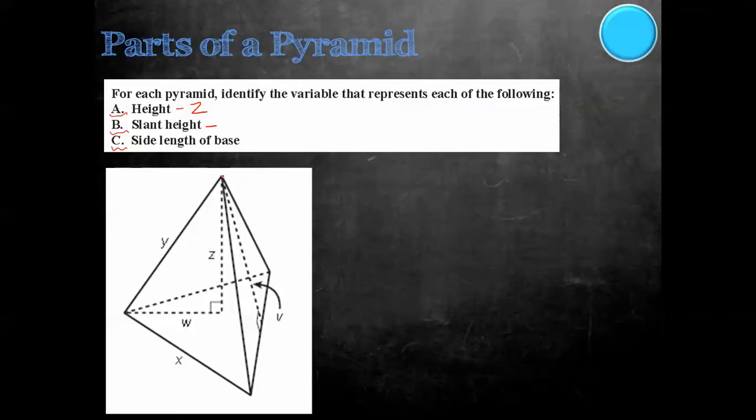The slant height is the height of the face. So the slant height is always going to be on the face. So that's going to be V. And then a side length of a base, that's going to be a base edge, one of the edges that's attached to the base. So here's our base right here. So our side length of a base is going to be X.